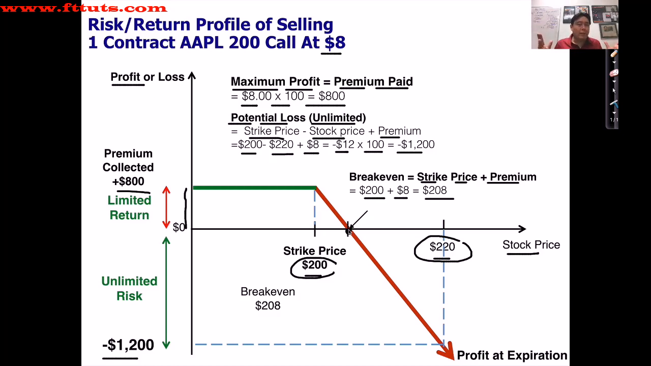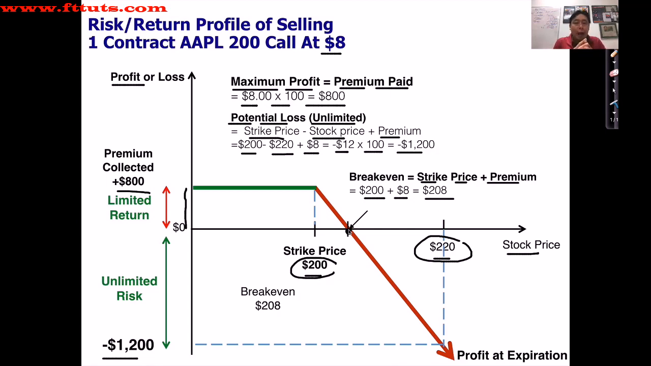Now, some people wonder, in that case, why would you want to be a call seller? Because there's unlimited loss and limited profit, right? Absolutely. And that is why you never ever sell calls naked. Again, don't get too excited. What do you mean by selling calls naked? It means you just sell a call option without owning the shares. Then you've got unlimited loss.